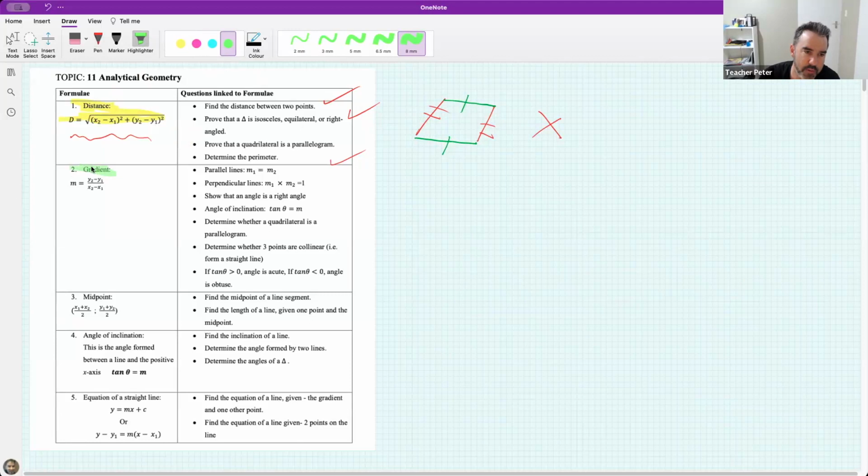Then we talk about gradient. And as we look at that, we've spoken about parallel lines, perpendicular lines, how to show something is right angled. So we've done that. We've done quite a lot here, sure. Angle of inclination, we did that.